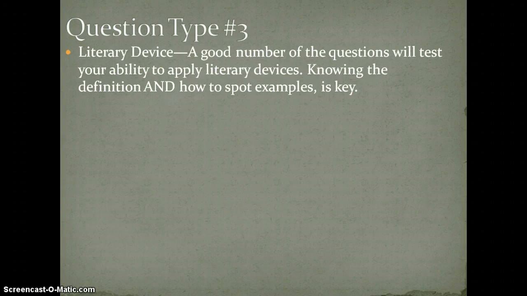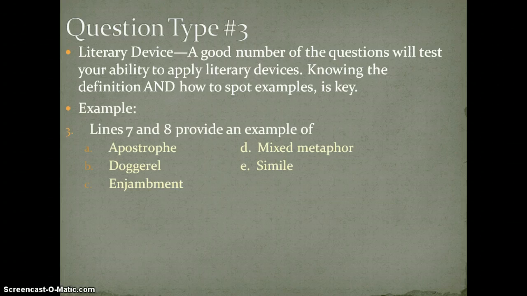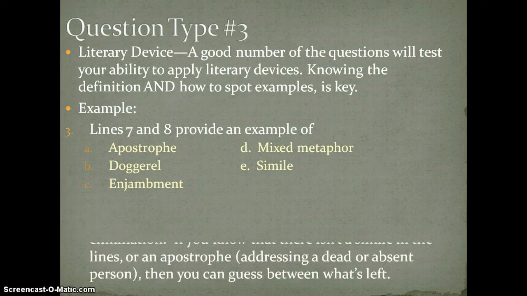Question type number 3, literary device. A good number of the questions will test your ability to apply, and that's the key word here, literary devices. Knowing the definition and how to spot the examples is key. Let's take a look at an example. Lines 7 and 8 provide an example of apostrophe, doggerel, enjambment, mixed metaphor, or simile. As you can see, this is not a definition-based question, it's application-based.